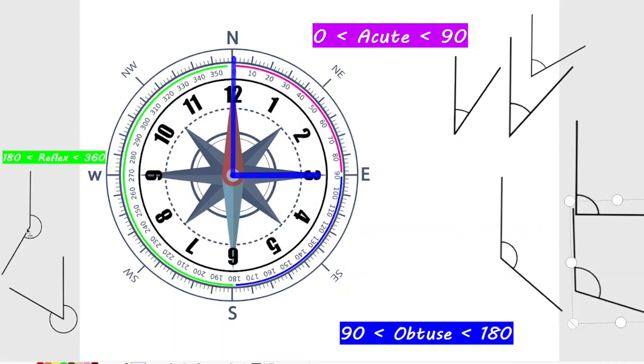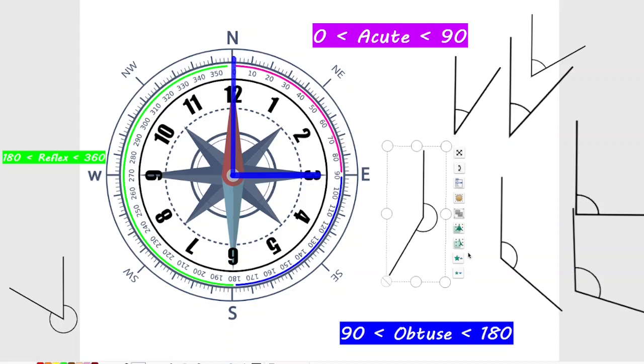And one more to guess. This guy. So I'll give you 5 seconds to think. Where do you think it's pointing if it was the hands of a clock? All right. Well, I reckon it's about 7 o'clock. What did you think?